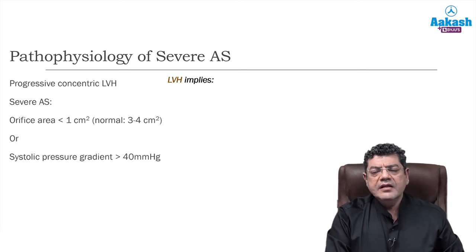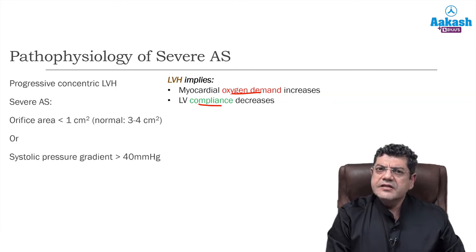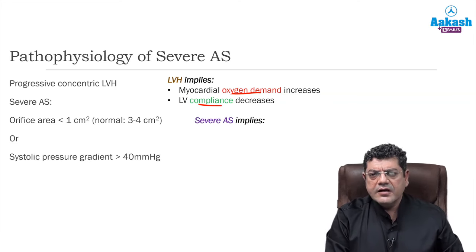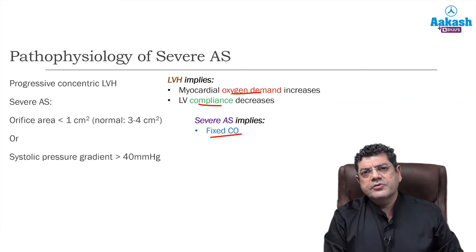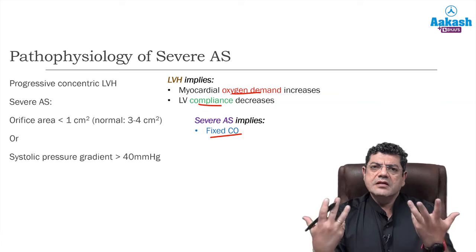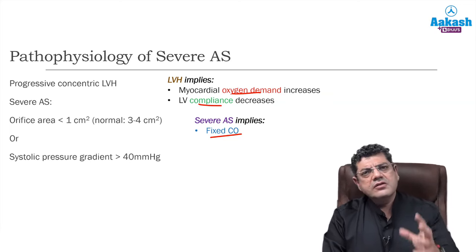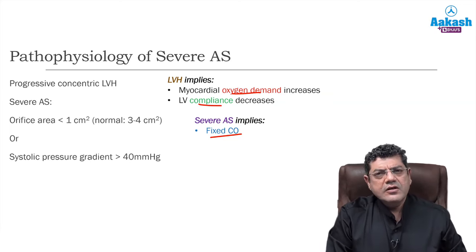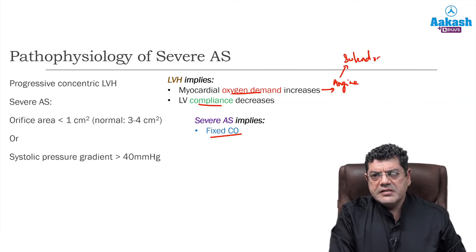And so LVH implies myocardial oxygen demand increases. It implies that the left ventricle is stiffer now. Severe AS implies that the cardiac output becomes fixed. It cannot be increased when an increase in cardiac output is required, as simple as walking fast from one end of a room to the other. So what are the consequences of this? If the oxygen supply is not met, then your patient will have angina, and the subendocardial muscle is the most vulnerable.